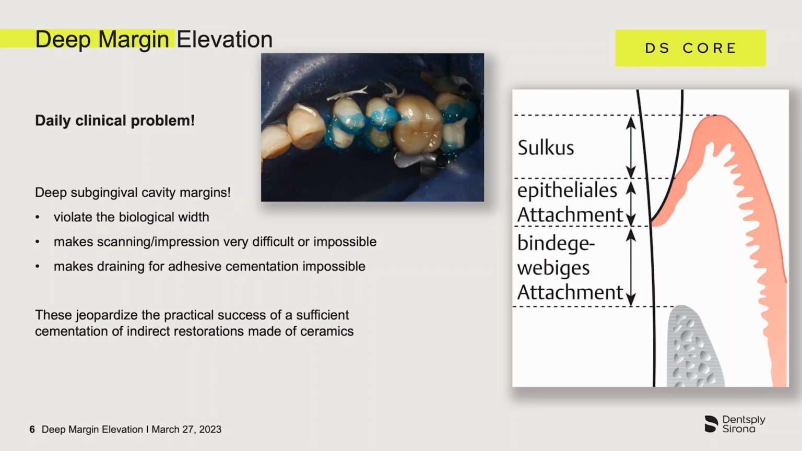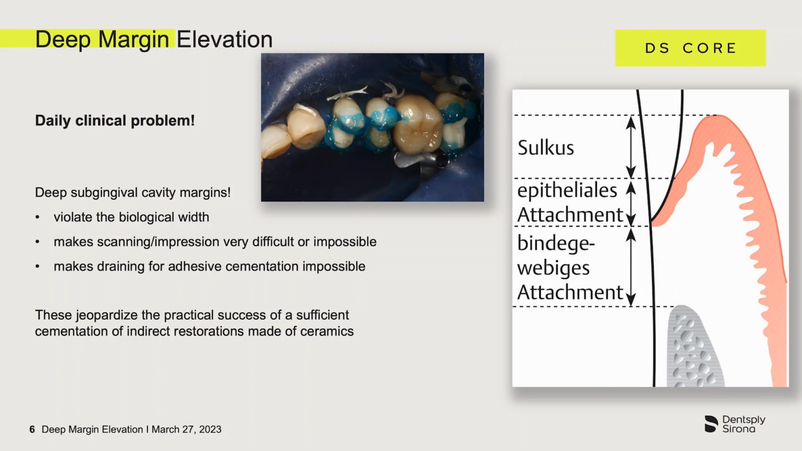The problem with deep subgingival cavity margins is, of course, the violation of the biological width and the resulting practical difficulties when taking impressions or scanning preparations. In addition, it is almost impossible to ensure adequate drainage for adhesive cementation in the case of very deep subgingival cavity margins. For these reasons, deep subgingival cavity margins jeopardize the practical success of our indirect ceramic restorations.